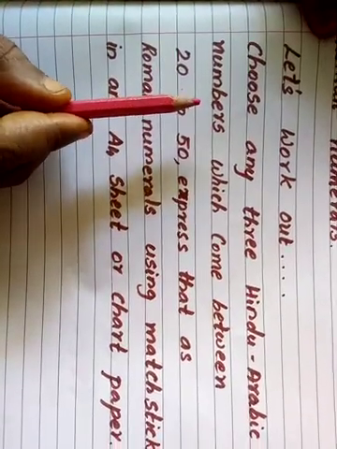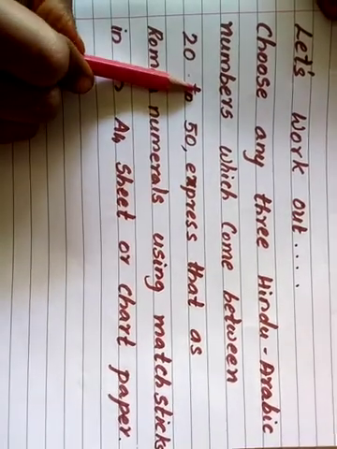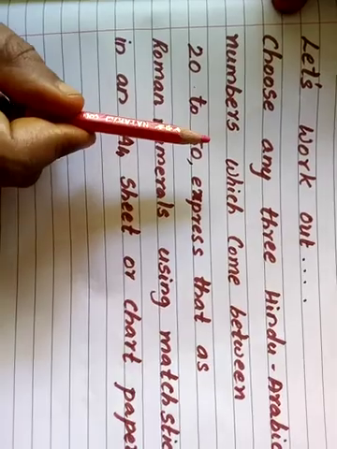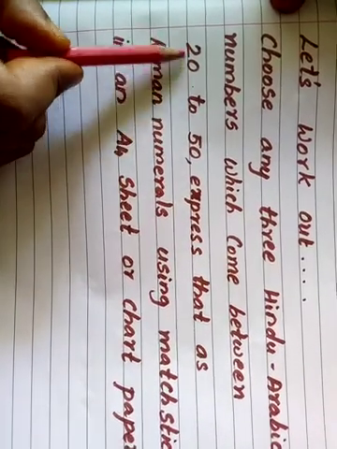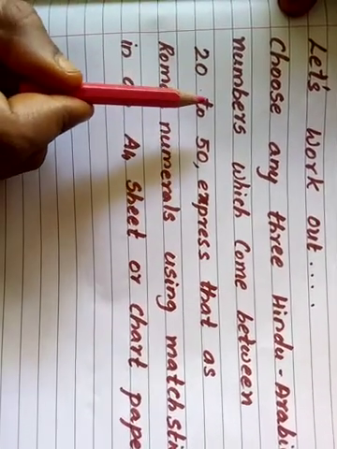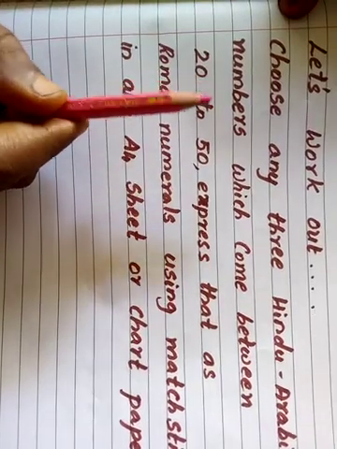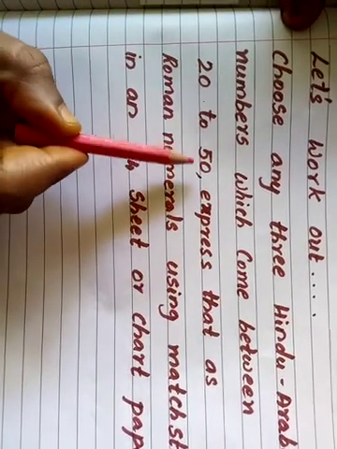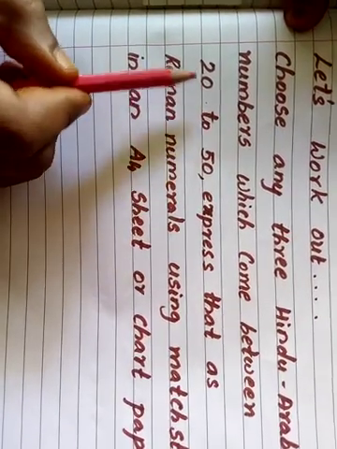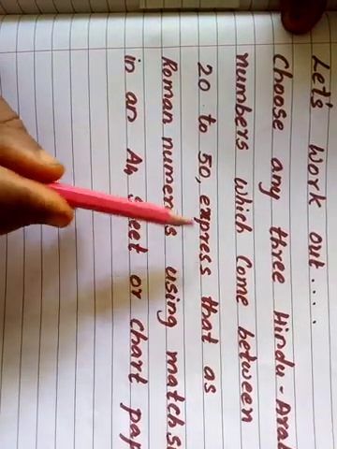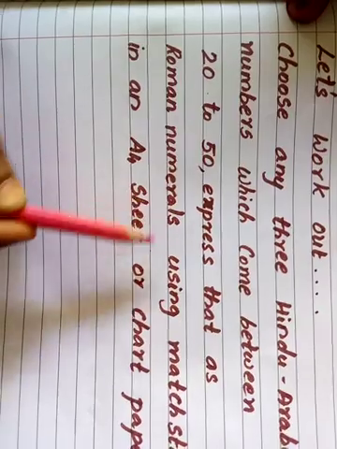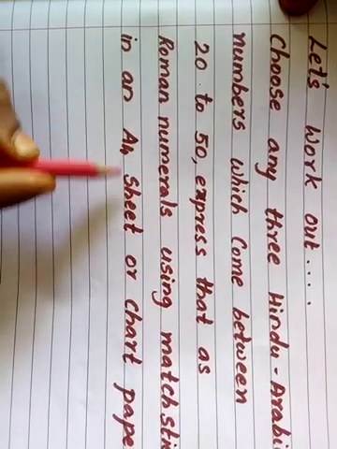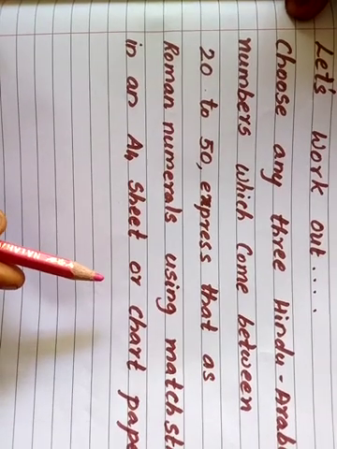So I hope you all understood about Roman numerals. Here is a small activity for you to do. You can choose any Hindu Arabic number which comes between 20 to 50. Any number. For example, you can take 30, 32 or 41, something. Numbers which come between 20 to 50. And that number you have to express in Roman numerals. You can use matchsticks and express. You can paste that on an A4 sheet or chart paper.